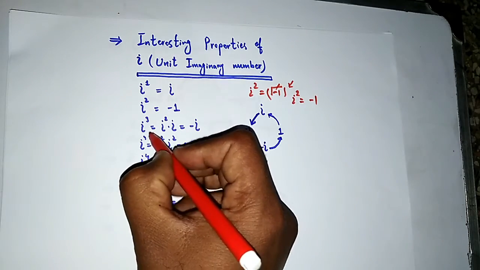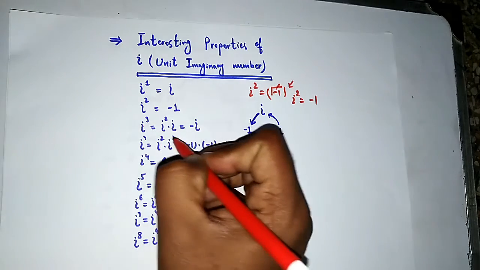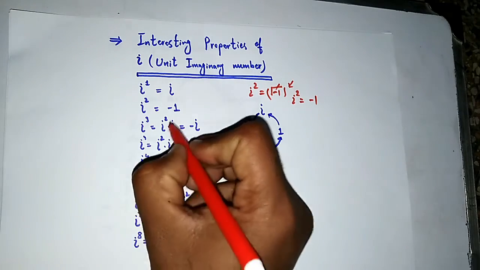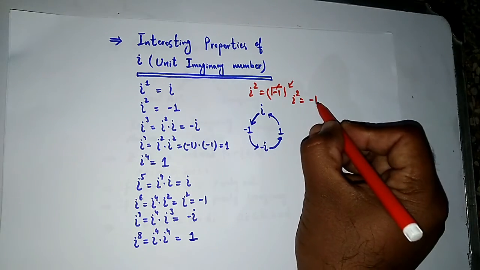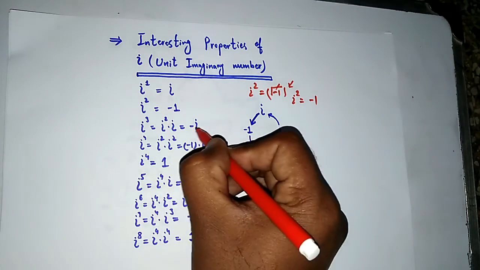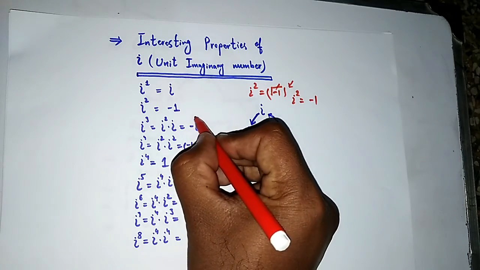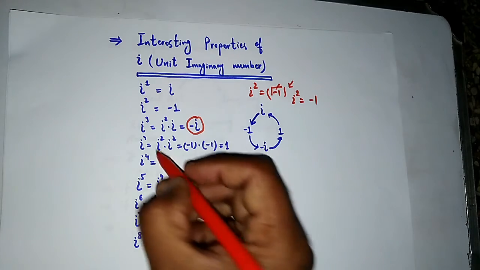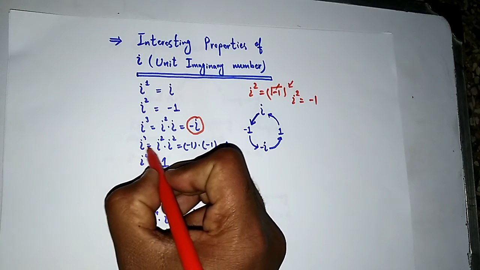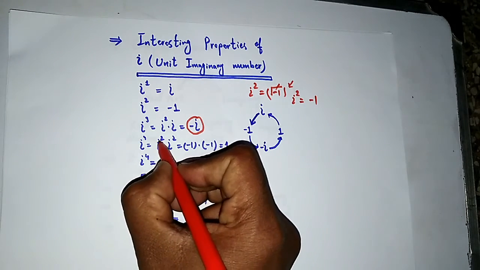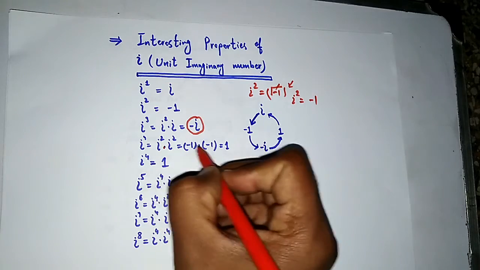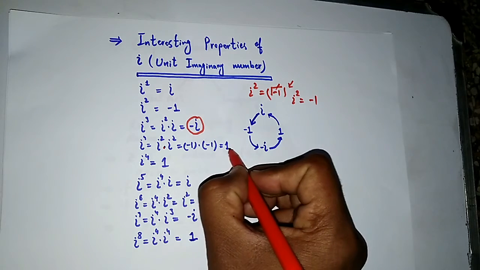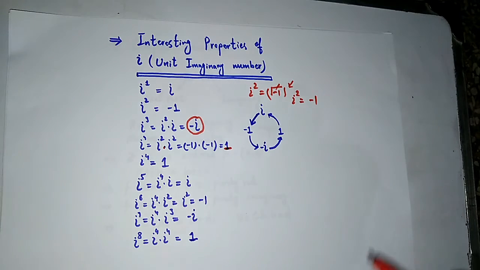When we proceed and take iota power 3, we can write it as iota power 2 multiplied by iota. Iota power 2 is equal to -1, and iota remains iota, so we can write it as minus iota. If we proceed further and try to solve iota power 4, we can write it as iota square multiplied by iota square. Iota square is equal to -1, and -1 multiplied by -1 is equal to 1.